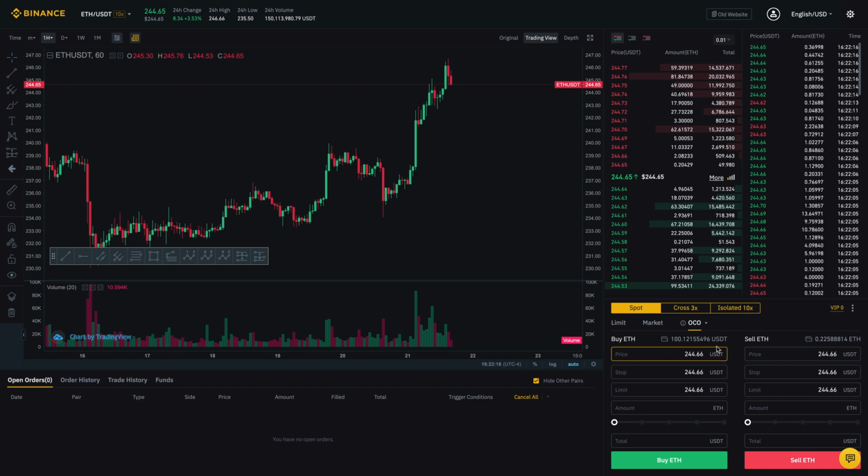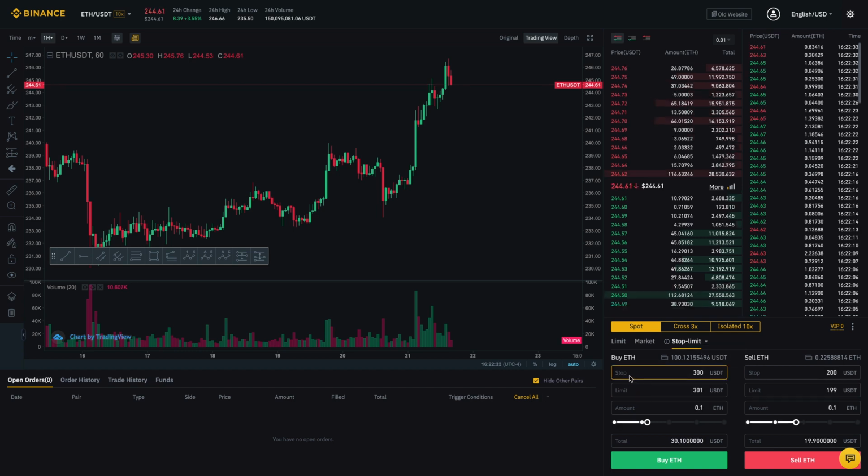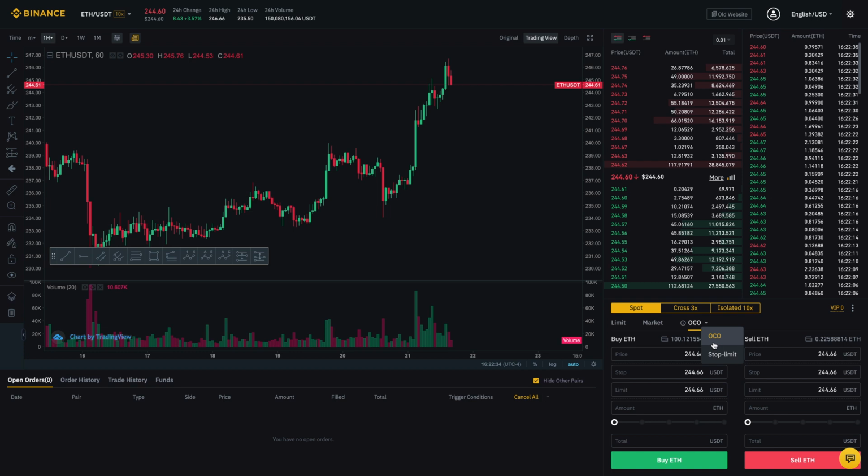Now the other thing is OCO, or order cancels order. This is very similar to stop limit, but they have an extra function here. If you look over here, the stop limit and amount are the exact same for OCO, and the only thing they add is what they have at the top. OCO means order cancels order, so if one order happens, it'll cancel the other. For example, I want to buy Ethereum at $200.